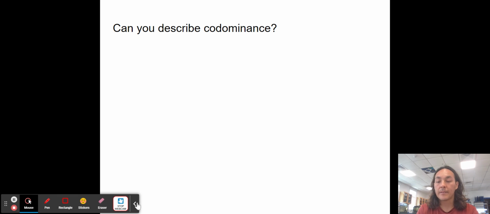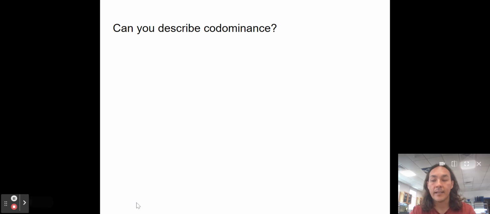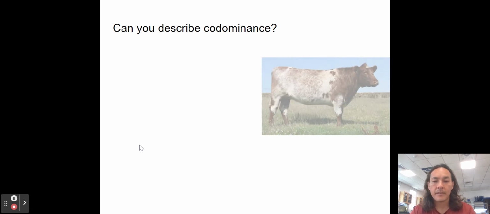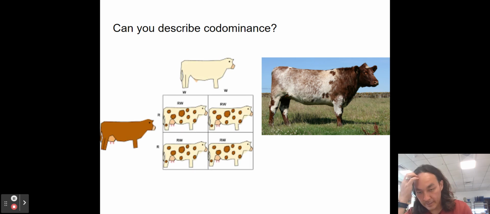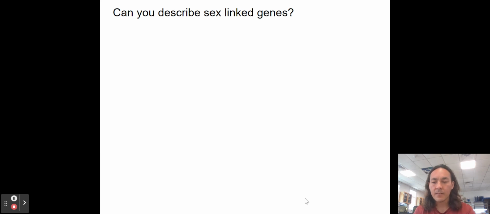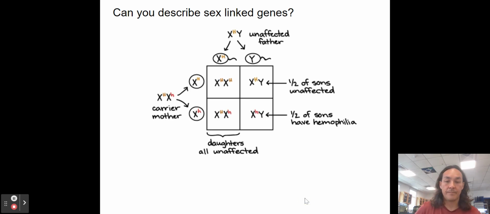Okay, can you describe codominance? So we saw a bit of that with blood types, but you do it here. This is called roan cattle. So it can either be red or white, or both of them can be expressed, and it's red and white. So in both incomplete dominance and in codominance, students, the heterozygous form is the one that exhibits the incomplete or codominant trait.